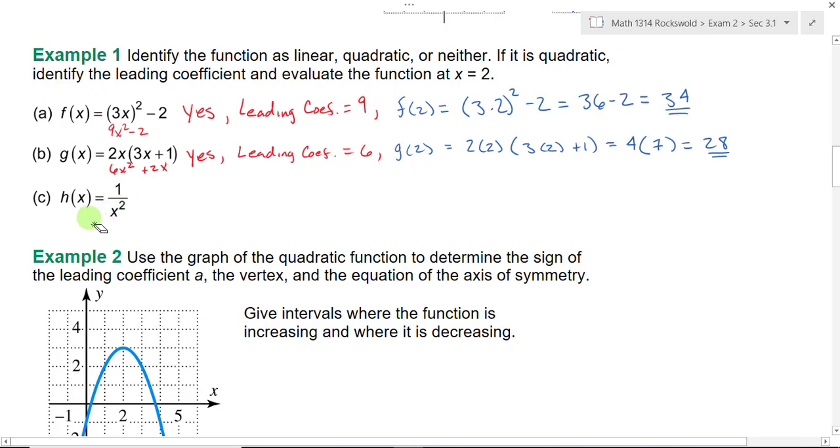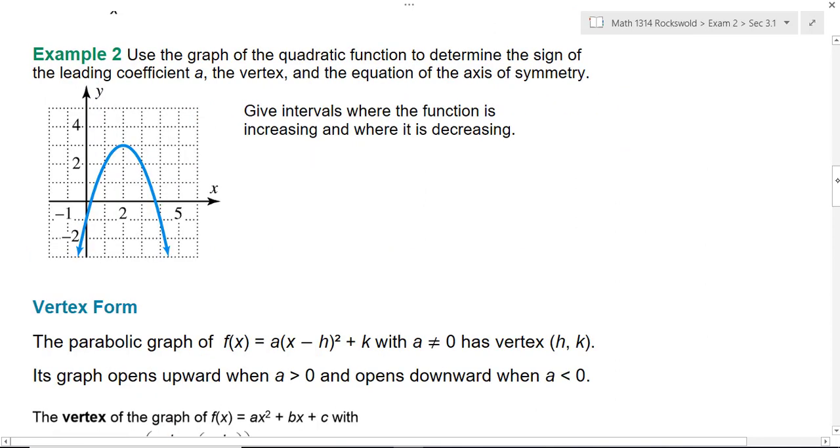Is c a quadratic function? H of x. Is this quadratic? No, it's not, because another way that I could write this is x raised to the negative 2. Do y'all remember from your previous algebra classes that if you have a negative in the exponent, to make that negative exponent positive, you just move that base to the other side of the vinculum, that fraction line. X to the negative 2 is not quadratic. This is actually a rational function.